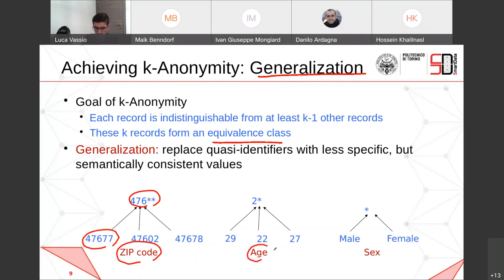Same for the age. So maybe 20, 92 is too much. Just keep that it's around 20. And of course, when you're grouping, these are semantically correlated because they are close. We cannot put here 97. It doesn't make sense to group these together. And well, sometimes for the sex, if you want to group them together, at the end you cannot really publish any information about the sex.